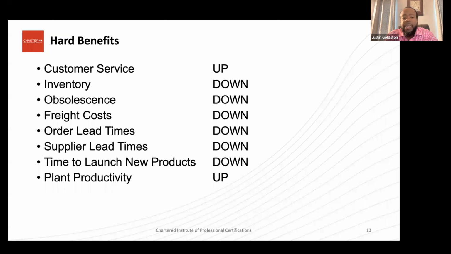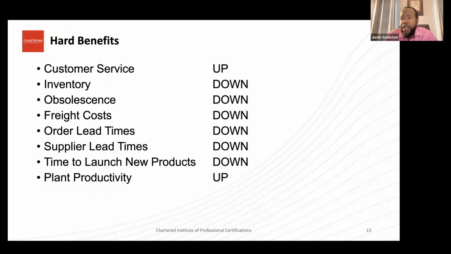With supplier lead times, this goes into the order lead times as well, in that this goes into supply. If we're updating our lead times from a supplier perspective, as well as from a consumer perspective, bringing in all the decision makers for purchasing, production, sales, and marketing, because everyone's on the same accord, we are able to reduce those lead times.